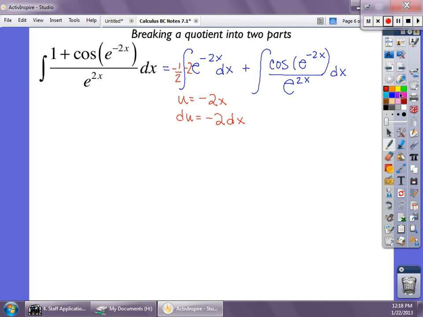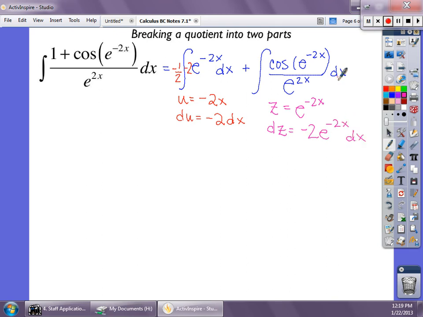Over here, another u substitution, but I don't want to use u because I've already used u in the first integral. So I'll pick another variable. It doesn't matter. I'm going to choose z. I'm going to say z is equal to the e to the negative 2x. That's in the cosine function. Therefore, dz is negative 2e to the negative 2x dx.